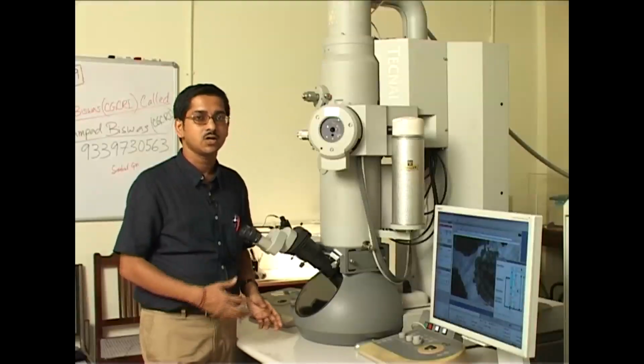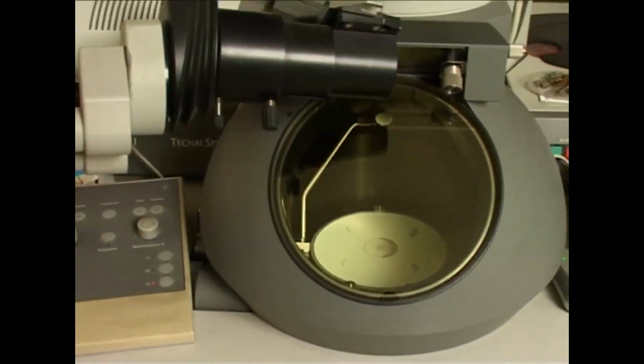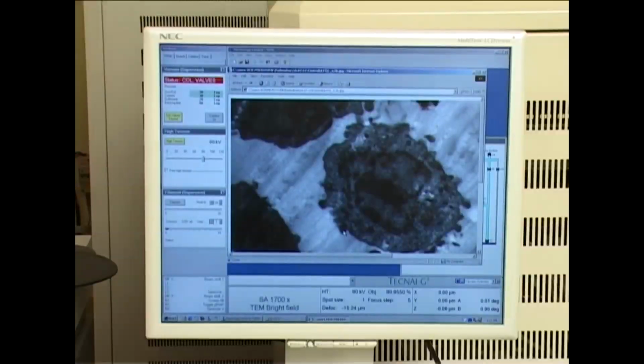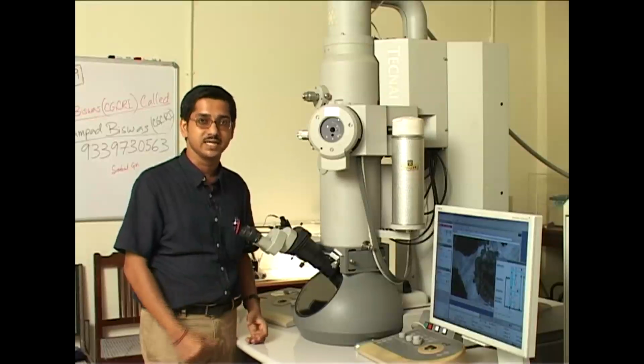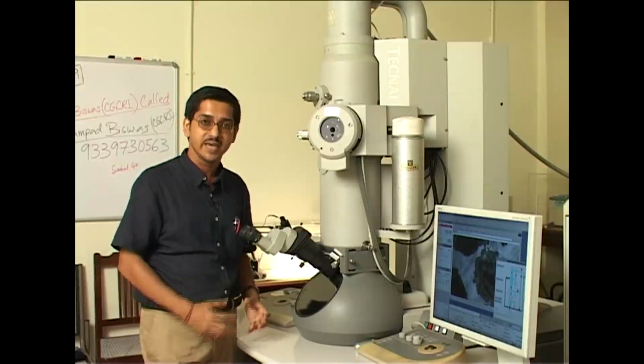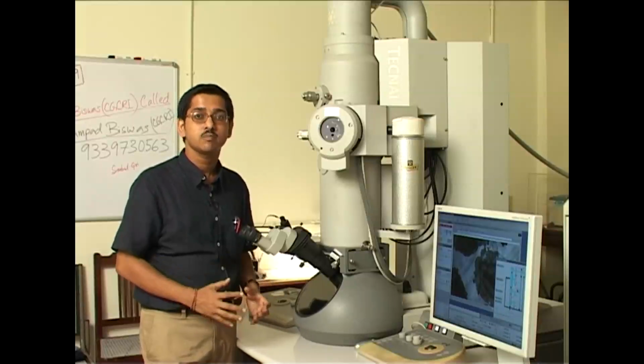Nowadays, they are also coupled to the computer by the use of a camera, and this can be controlled by software present in the computer. I should mention that the lenses are not optical but electromagnetic in nature, and vacuum is maintained using different pumps so that the electron beam does not break.